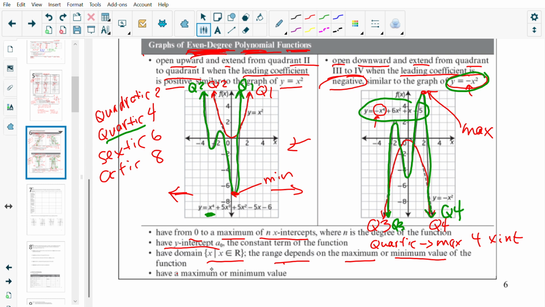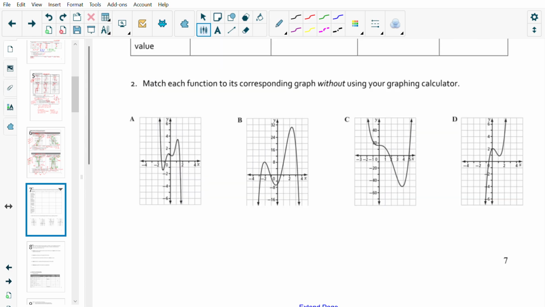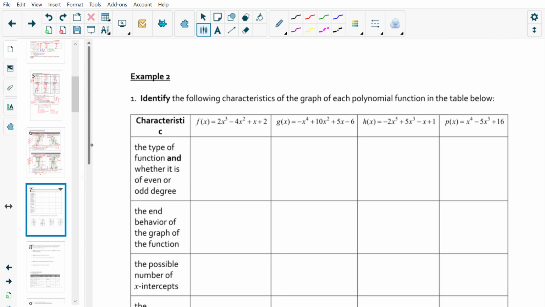Think about it similarly to a quadratic function. If it has a maximum value, the quadratic opens down. If it has a minimum value, the quadratic opens up. Same analogy for the even degree polynomial functions. Okay, next page.